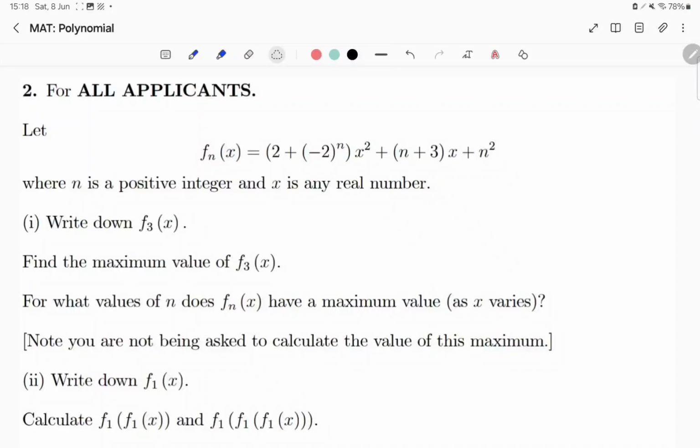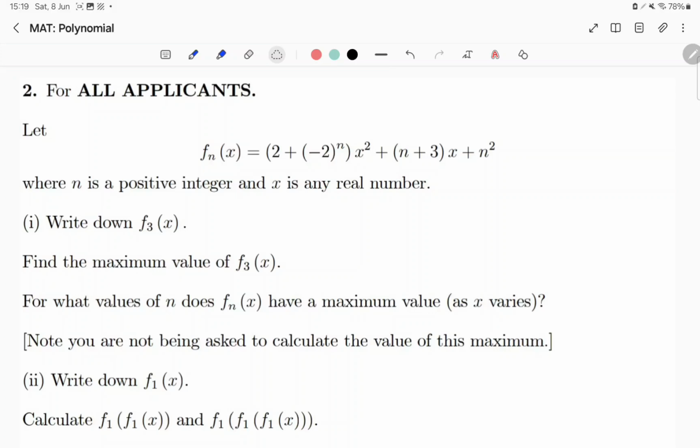Today we'll be working on question 2 from the 2007 MAT. The MAT is the Maths and Computer Science entrance paper for Oxford, and it also applies for maths students at Warwick and Imperial. So let's get started. Question 2 for all applicants.